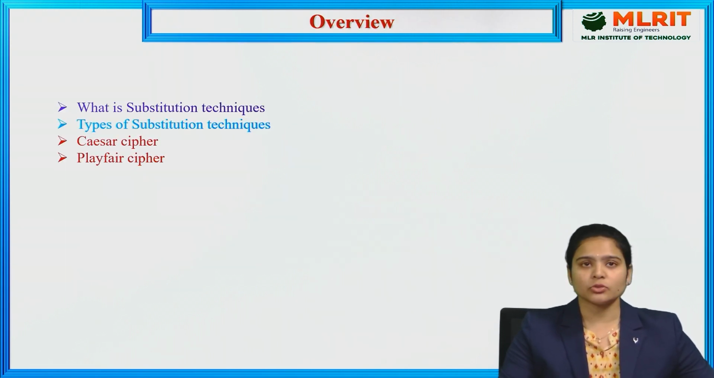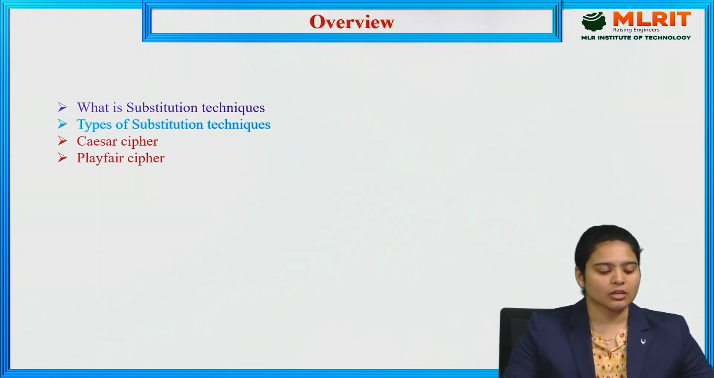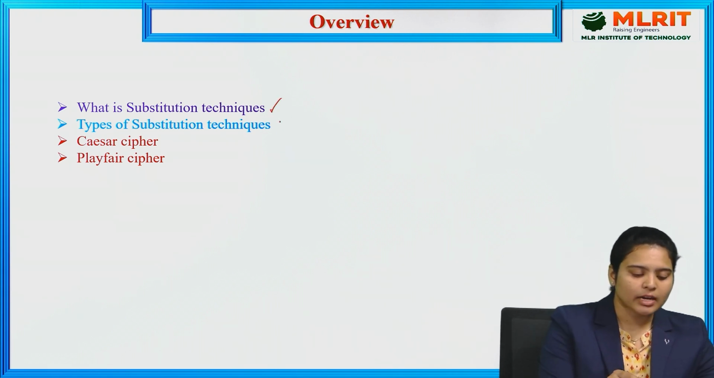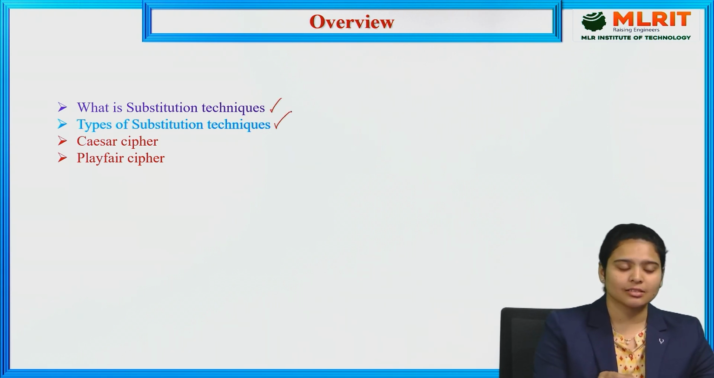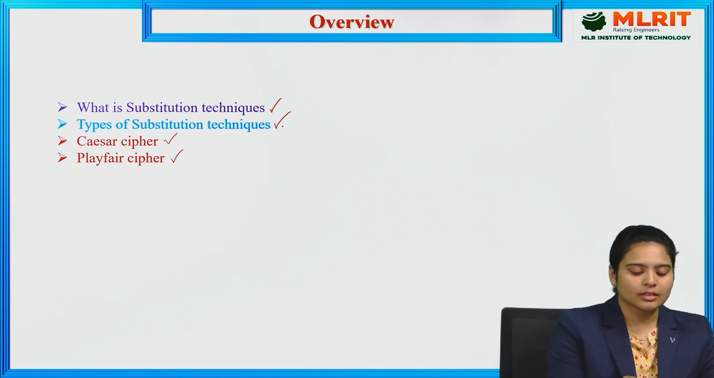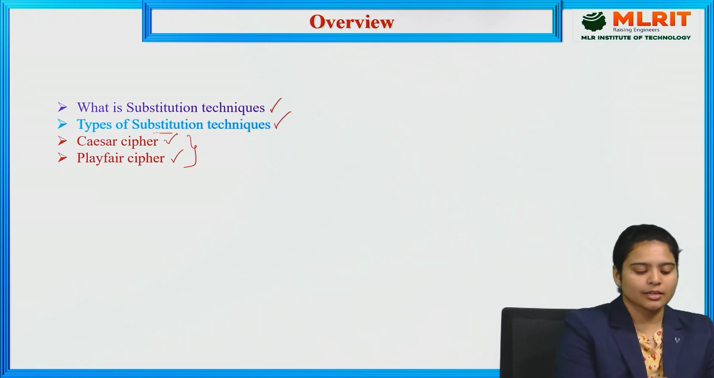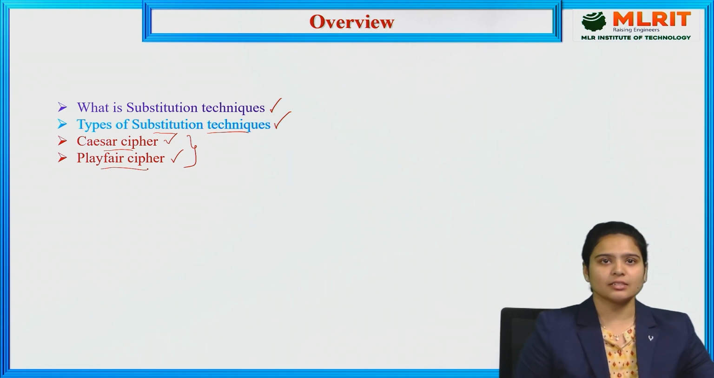So coming to the first slide, we need to see what substitution techniques are and the types of substitution techniques, and what the Caesar cipher and Playfair cipher are. These are the two types of substitution techniques in cryptography. One is Caesar cipher and another one is Playfair cipher.